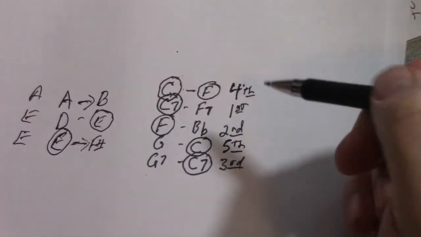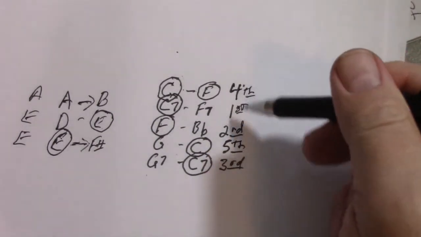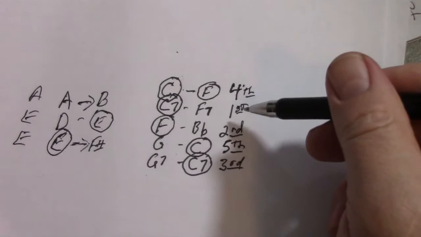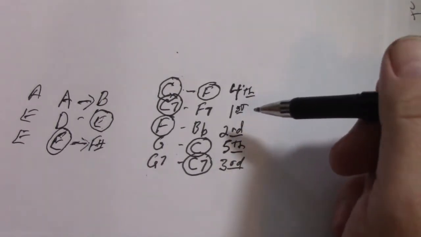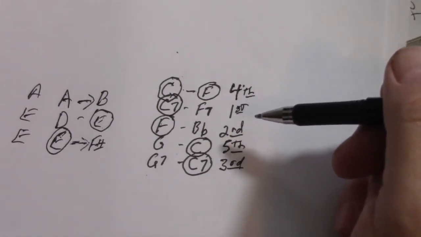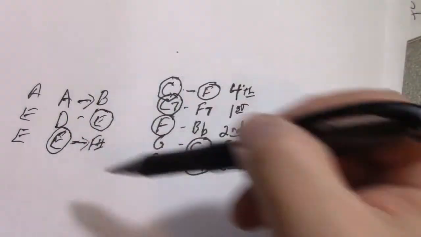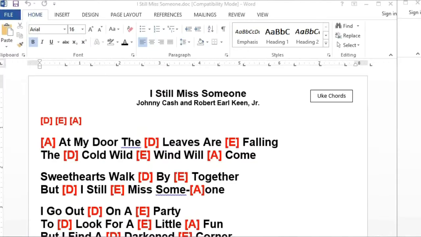All right, so that's how you determine the order that you're going to change these in Word. And then it's just a matter of doing a replace all in Word, and I'll show you how to do that real quickly. But this is how you determine the order of the chords you want to go in.